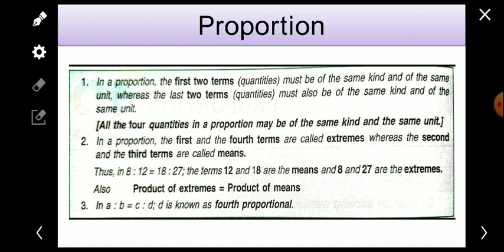Now we'll just focus on the second point, that in a proportion the first and the fourth terms are extreme terms.